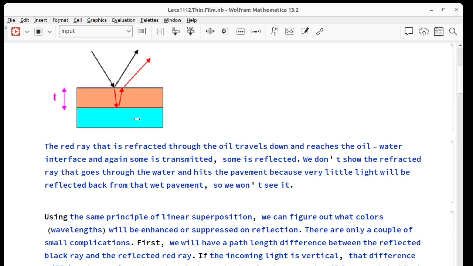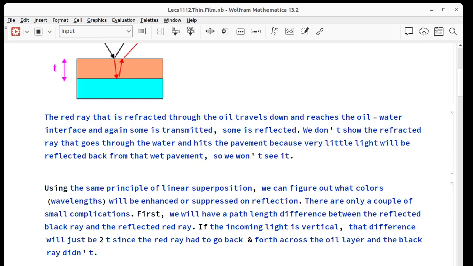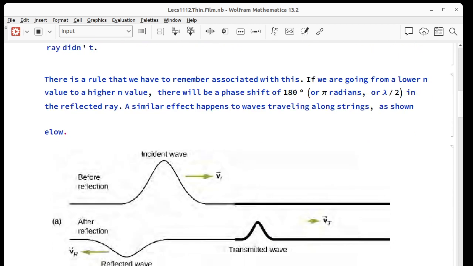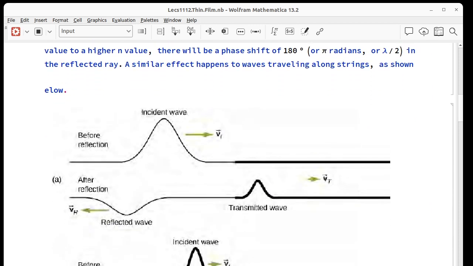There's also one other rule we have to just know about this, and that is if you go from a lower value of n to a higher value of n, there's a phase shift of a half wavelength or 180 degrees or pi radians or whatever you want to call it. That does not happen if you go from high n to low n. It's only low n to high n. You can see the same thing. You might have seen this last semester if your class did waves.